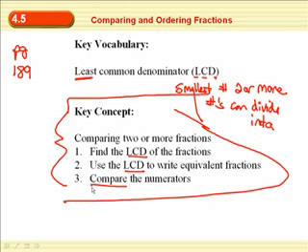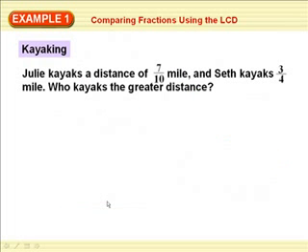So for example, let's do one here. Let's do it in the first example, and then I'll show you two ways. It's very easy when the numbers are small to get the LCD, but I will show you how to do a trick. All right? So example number one, comparing fractions using the LCD. Now they asked us to use the LCD, but after I'm done showing you how to do that, I'll show you a different way that you can always use to check your work.